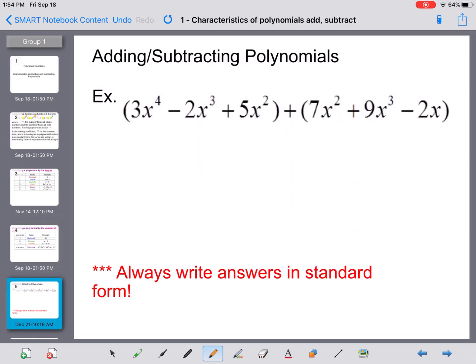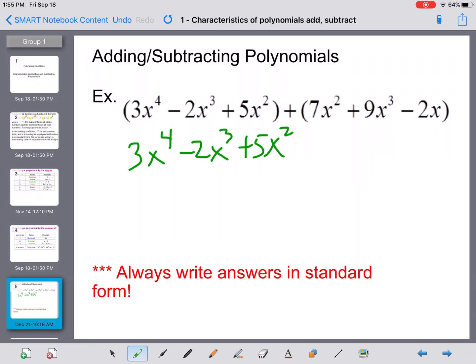So if we are adding and subtracting, we are essentially just combining like terms. So we might have to do some distributing with negatives, but we are going to essentially combine like terms, and like terms are ones that are variables with exponents of the same degree. So there's a few different ways to approach these, but I think the easiest route is usually to rewrite the first one in standard form, which this one is already in standard form. So we're just going to keep this as 3x to the 4th minus 2x to the 3rd plus 5x squared.